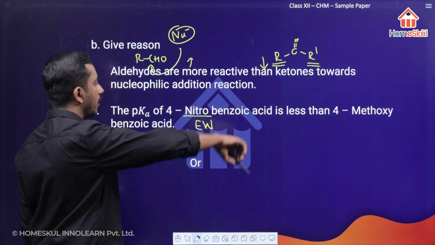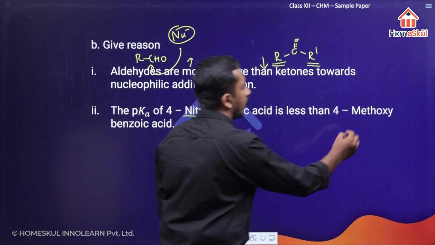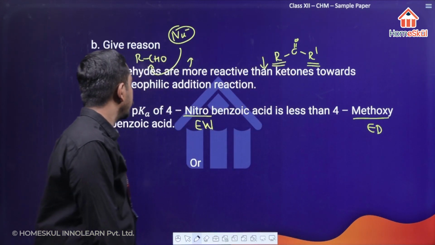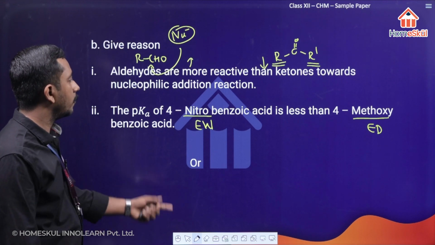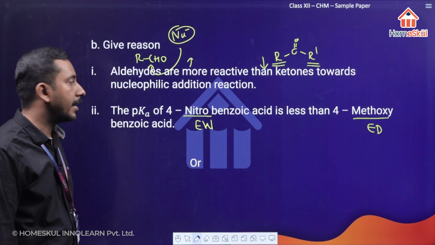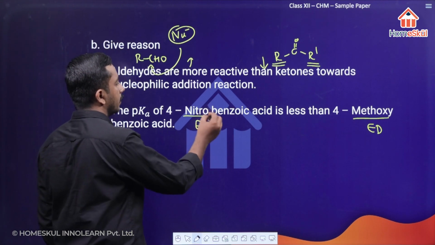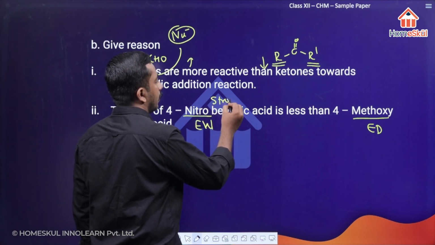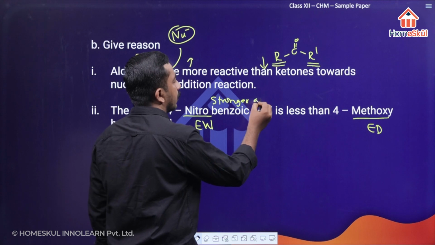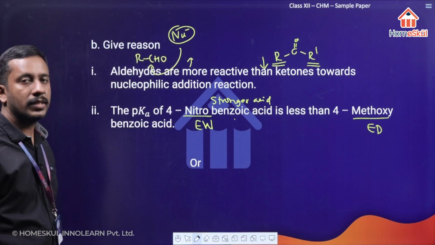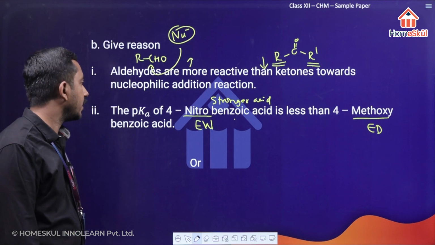In the case of the second compound, 4-methoxybenzoic acid, we have a methoxy group, which is an electron donating group. The statement says that the pKa of 4-nitrobenzoic acid is lesser, which means 4-nitrobenzoic acid is a stronger acid, or more acidic, than 4-methoxybenzoic acid. So what would be the reason?